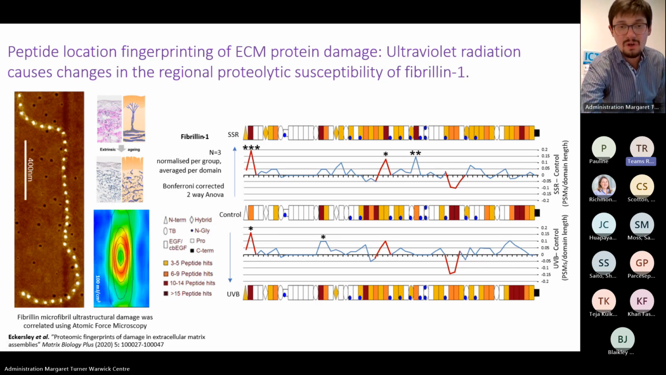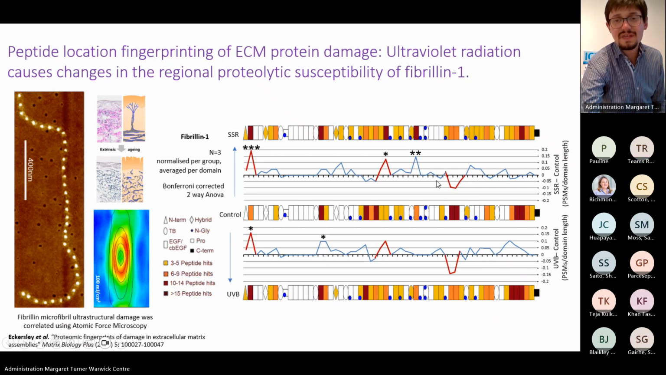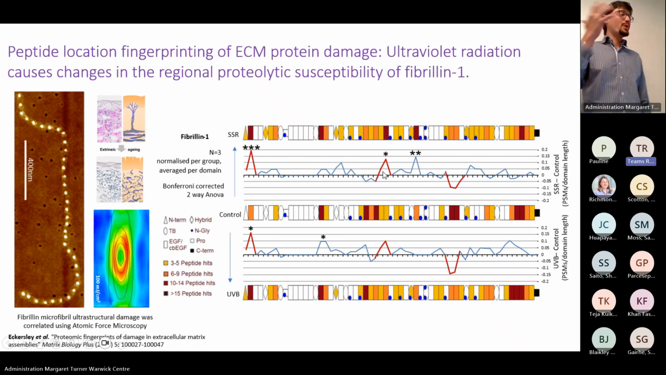So you get conserved change, for example, within the EGF domain 1 here, regardless of the UV source that you use. And similarly with this EGF domain over here, and then you get this characteristic dip in these two domains over here. And so that told us that, at least in vitro, you could use this kind of technique to probe for ECM damage, so a fingerprint of damage, at least in vitro. So the question was, could we do this in vivo?